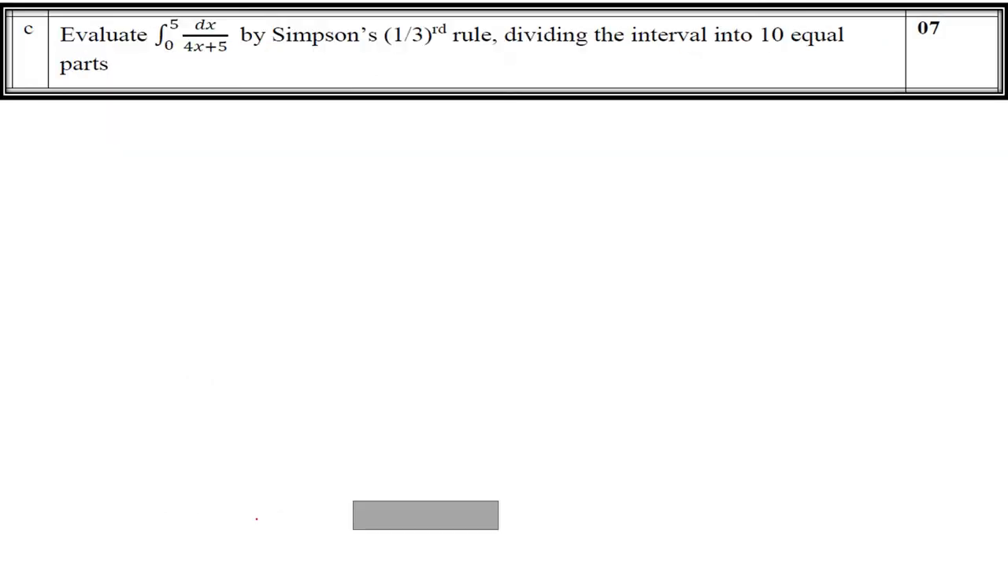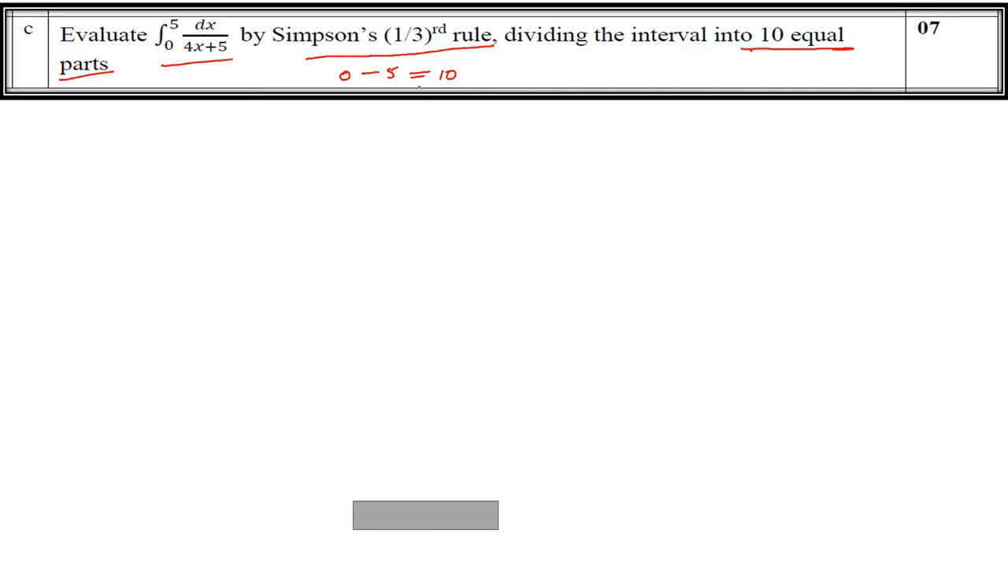Now moving on to question number 7C. It is on numerical integration. Evaluate the integral from 0 to 5 of dx divided by 4x plus 5, or we can also say 1 by (4x plus 5) dx, by Simpson's 1 by 3rd rule. We require applying Simpson's 1 by 3rd rule, dividing the interval into 10 equal parts. The interval 0 to 5 should be divided into 10 equal parts.